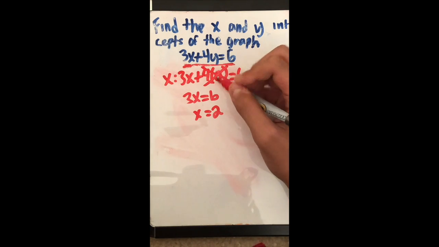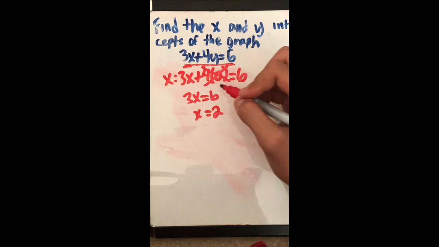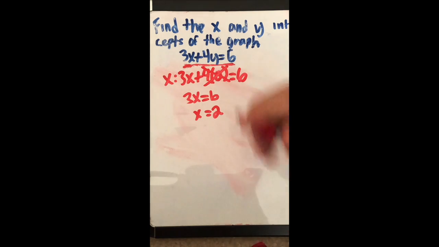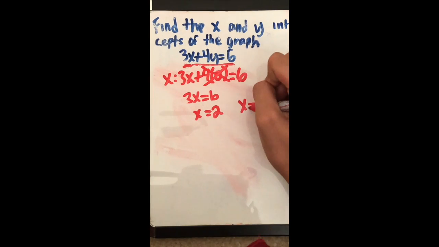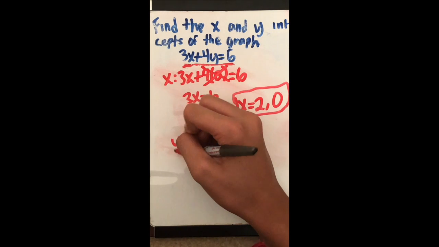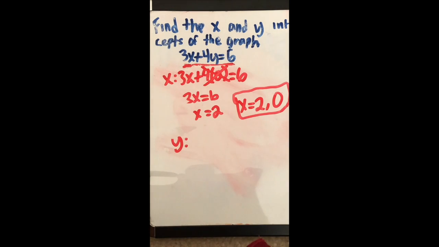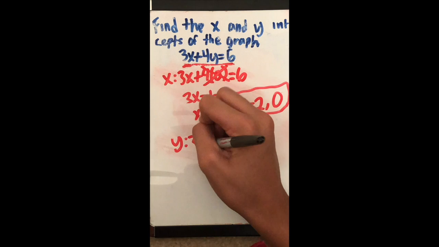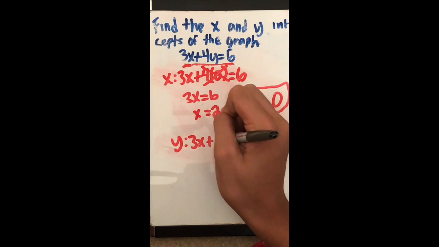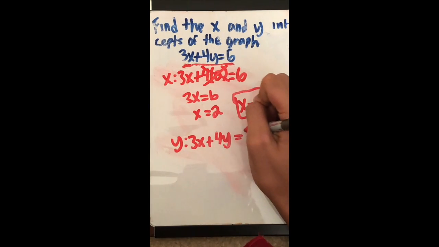X equals 2. But to make it in a proper form, your answer should be x equals 2, 0. You want to write it in that type of form. So that's your x-intercept. So now we have to find our y-intercept. So for our y-intercept, we're going to do the same thing, 3x plus 4y equals 6.